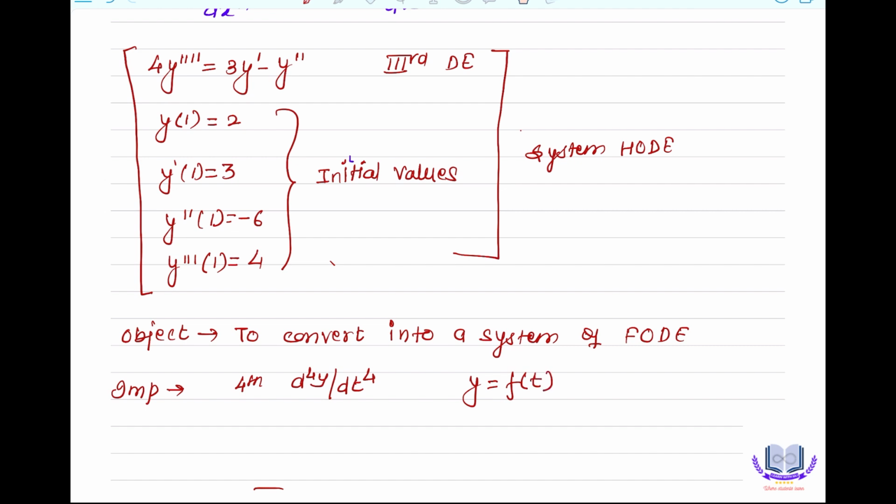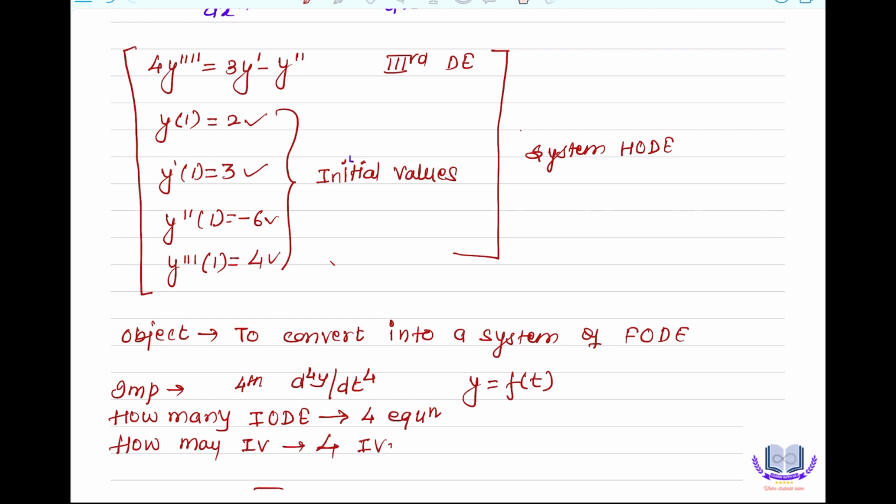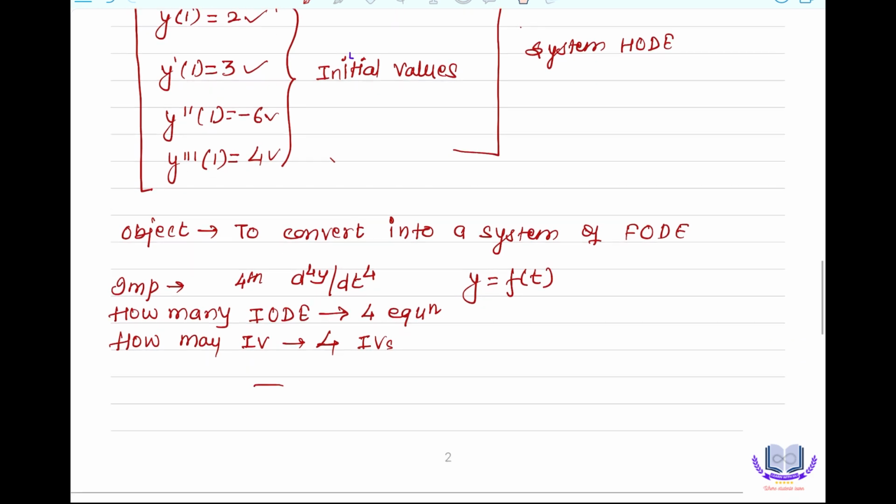Now, if it is fourth order, how many first order differential equations will we get? We will get 4 equations. How many initial values are given? 1, 2, 3 and 4. So 4 initial values are given here. Right. Now, we will solve this question step by step.